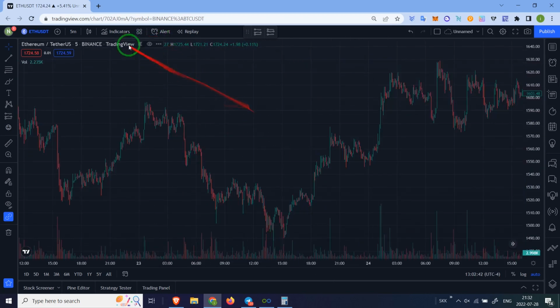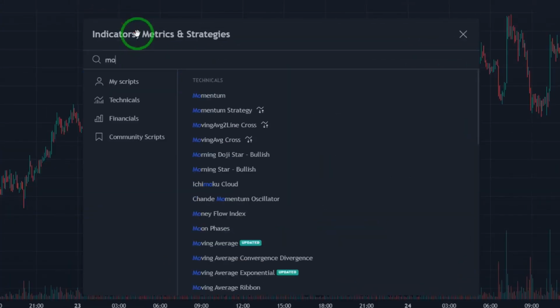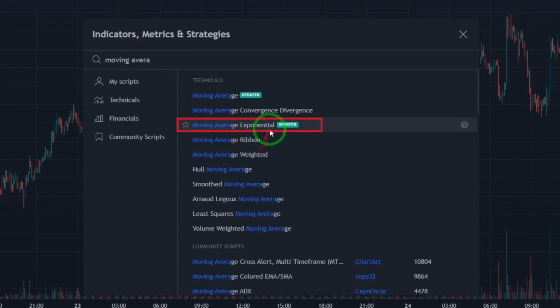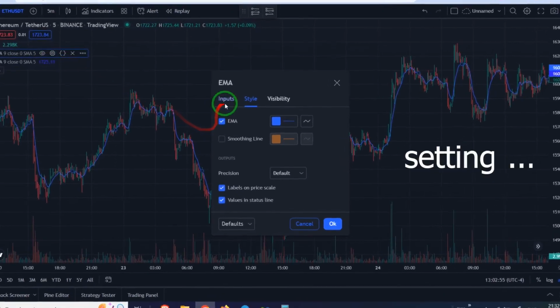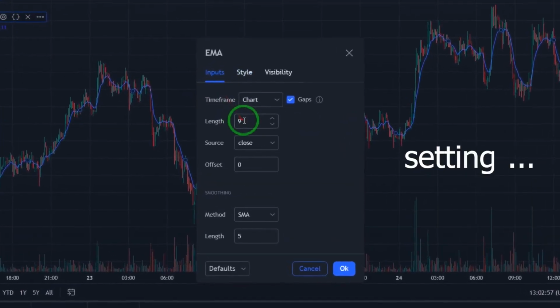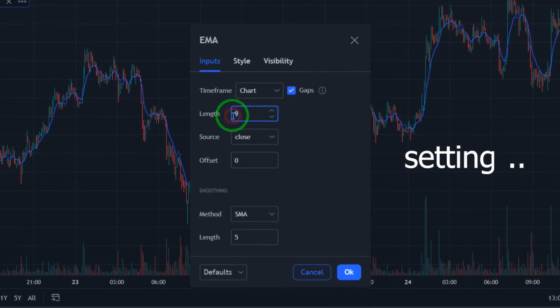The method I want to teach you to identify a trend is to use two moving averages. I add two moving averages to the chart. From the settings section, I set the first moving average input number to 20. This is our short-term moving average and it shows the price movement in the short term. I will change its color to white.